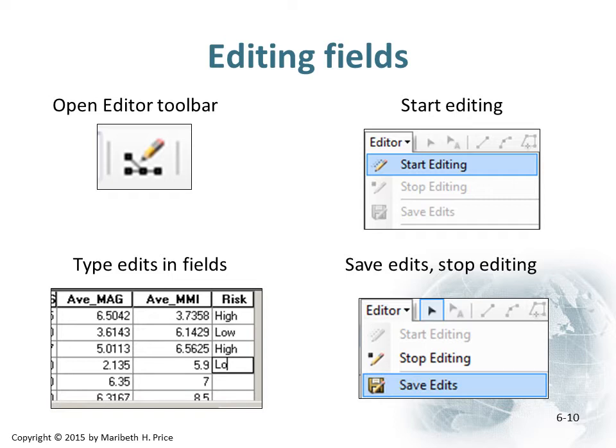This will allow you to type into the attribute table and make direct changes if you need to. When you're done making changes, you can save your edits or you can stop editing. If you stop editing, it'll ask if you want to save your edits, and you can say yes. If you save your edits but don't stop editing, it allows you to continue editing.